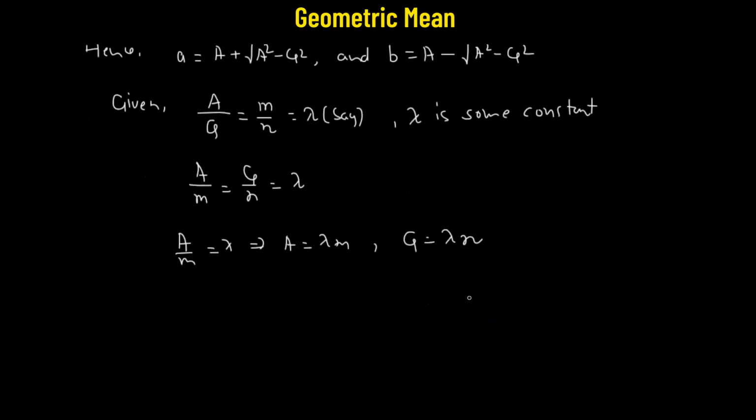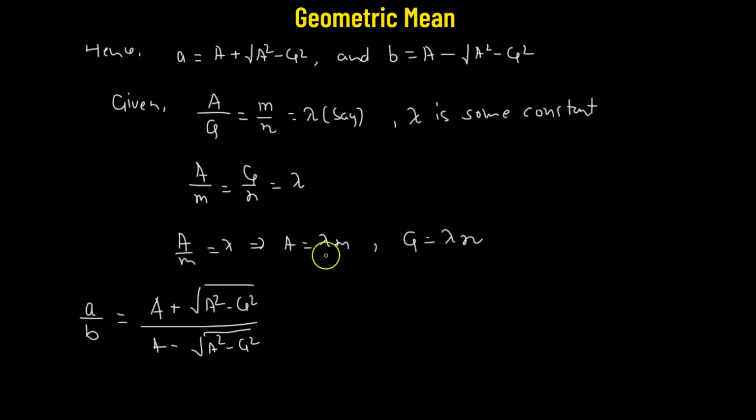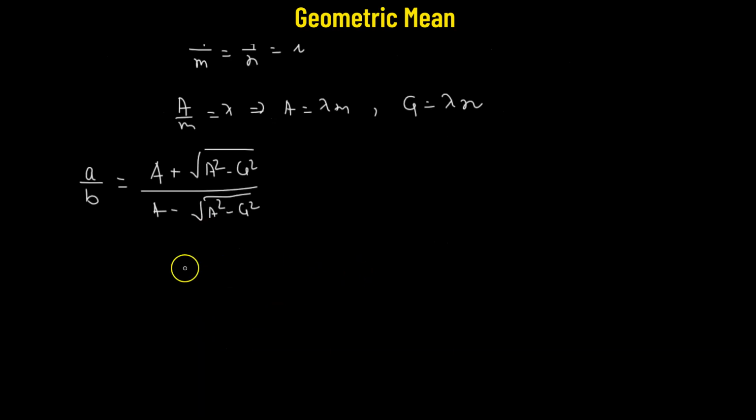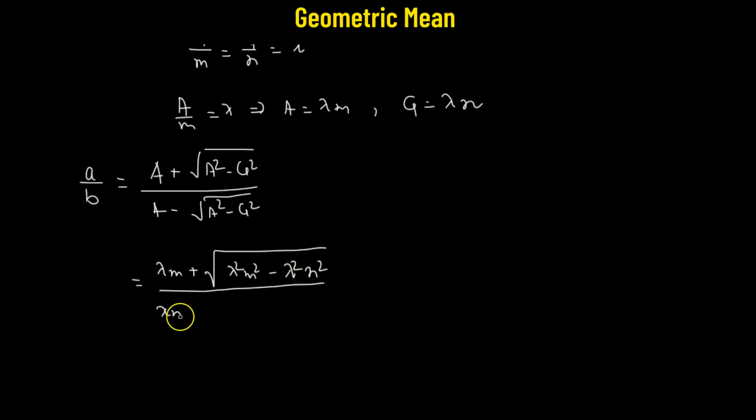Now, the reason why we've done this is that we want to find the value of the ratio of the roots, that means a over b. We have already found these values: a over b is A plus the square root of A squared minus G squared, divided by A minus the square root of A squared minus G squared. We will substitute these values into the ratio. So A will be lambda m, A squared will be lambda squared m squared, and G squared is lambda squared n squared. So we have lambda m plus the square root of lambda squared m squared minus lambda squared n squared, all divided by lambda m minus the square root of lambda squared m squared minus lambda squared n squared.